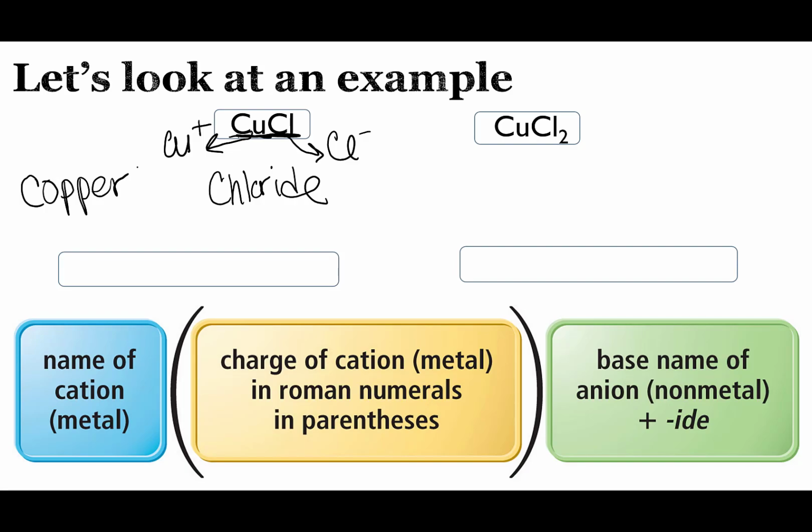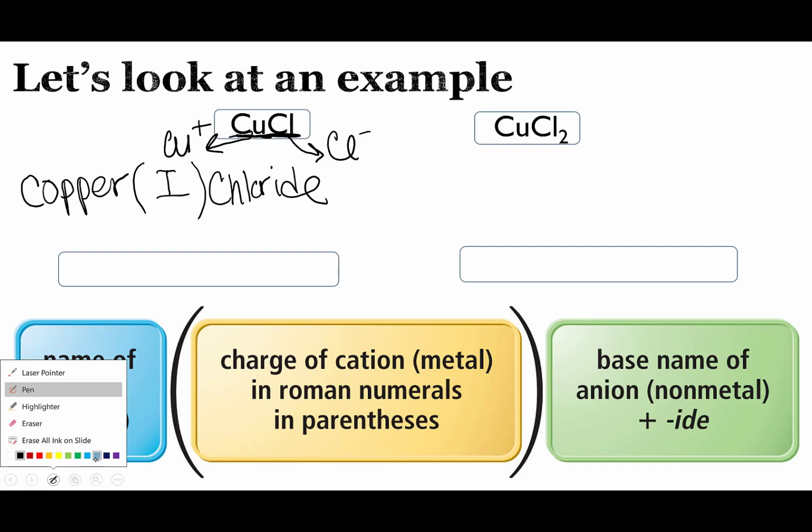So here's where I need to tell the viewer, I know based on the formula that this is a +1 charge. And the way that we would read this is copper 1 chloride. Okay. Let's look at this other guy over here. We're going to go through the same process. I'm going to do it in blue just to mix it up.